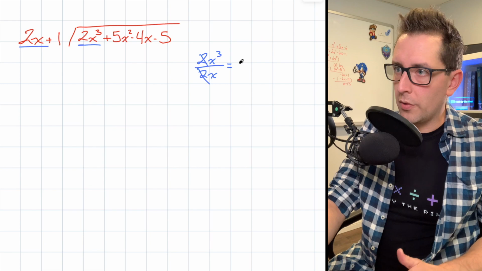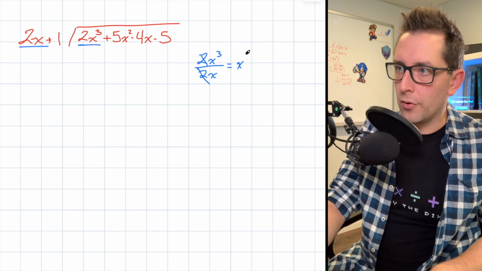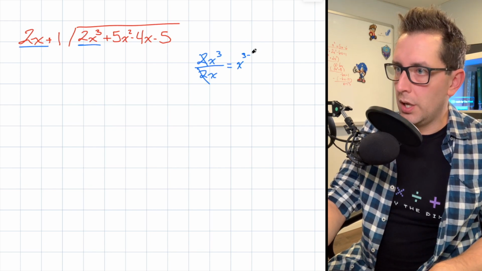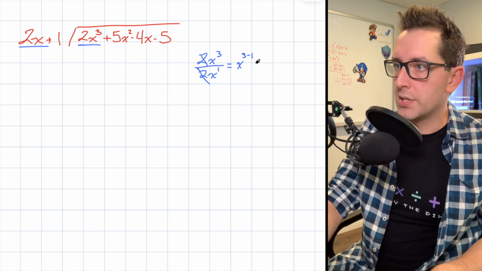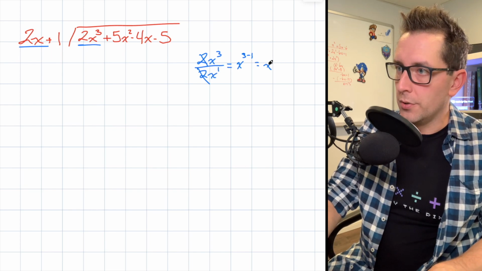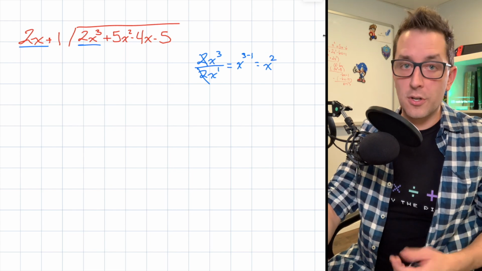And I'm going to just write out the rest of this as a division of powers problem, right? I've got 3 as an exponent, and I'm dividing by a power with 1 as an exponent, so I can subtract those exponents to get x to the power of 2. That's going to be the first term in my quotient.